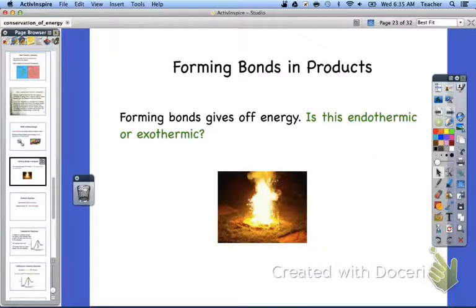Now during a chemical reaction, after you break the bonds in the reactants, the products form when new bonds are formed between different combinations of atoms. Now this forming bonds process gives off energy. Since energy is given off, this process is exothermic. So endothermic means it requires energy. Exothermic means energy is given off, and therefore it would get hot, and you might see some light coming off as well.